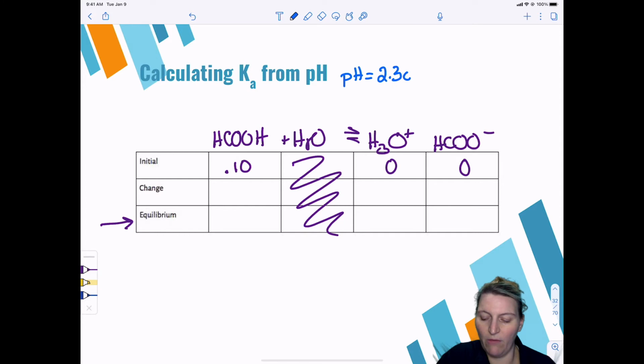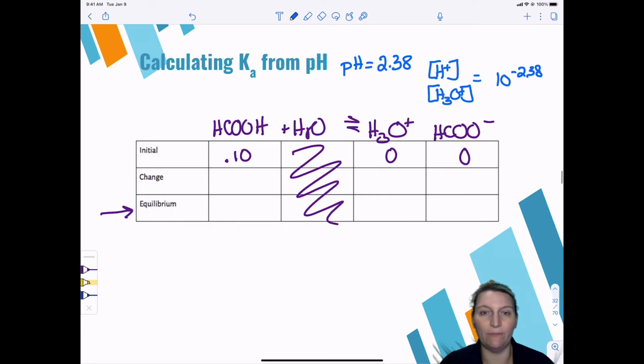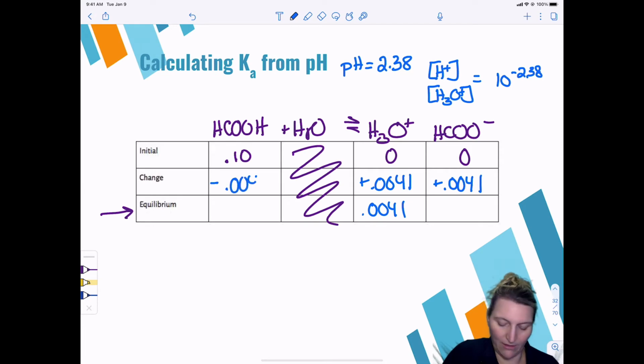And I can figure out that that means that the concentration of the H plus, which is of course the same thing as the concentration of the H3O plus, is 10 to the negative 2.38. 10 to the negative 2.38 is 0.0041. And so that meant that this one must have increased by 0.0041, and this one must have also increased by 0.0041, and this one must have decreased by 0.0041. So that gives me 0.0958 and 0.0041.